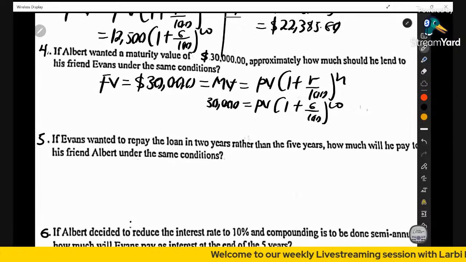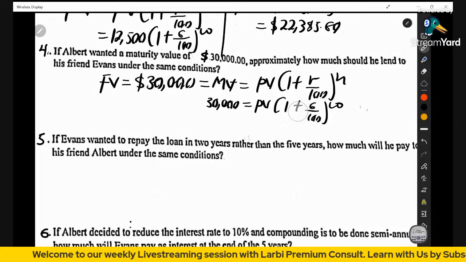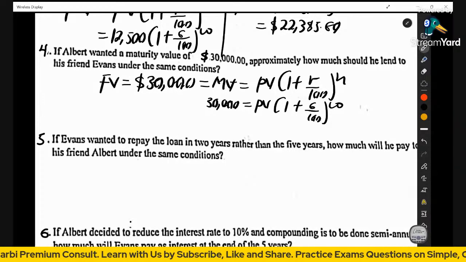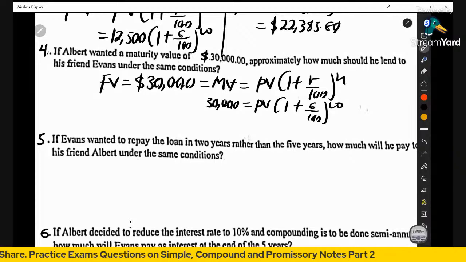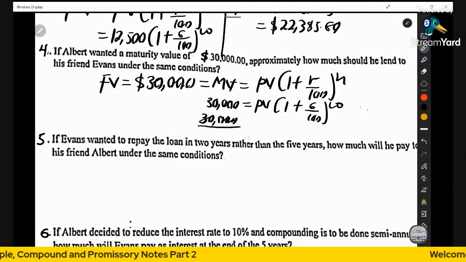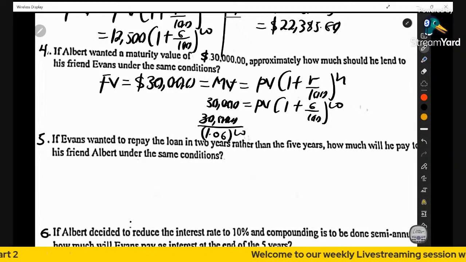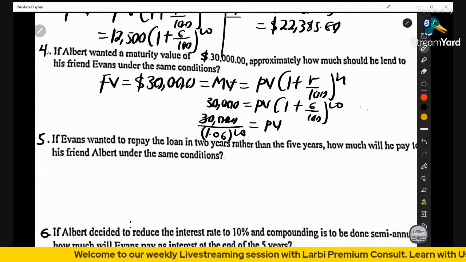So here, all that we want to do is to make PV the subject. We can write this whole thing as 1.06 to the power 10. So all that I'm going to do here is divide both sides by it. Let me write this here. So I can write this as 30,000 divided by 1.06 to the power 10, and that should be equal to my PV. I hope you understand this.